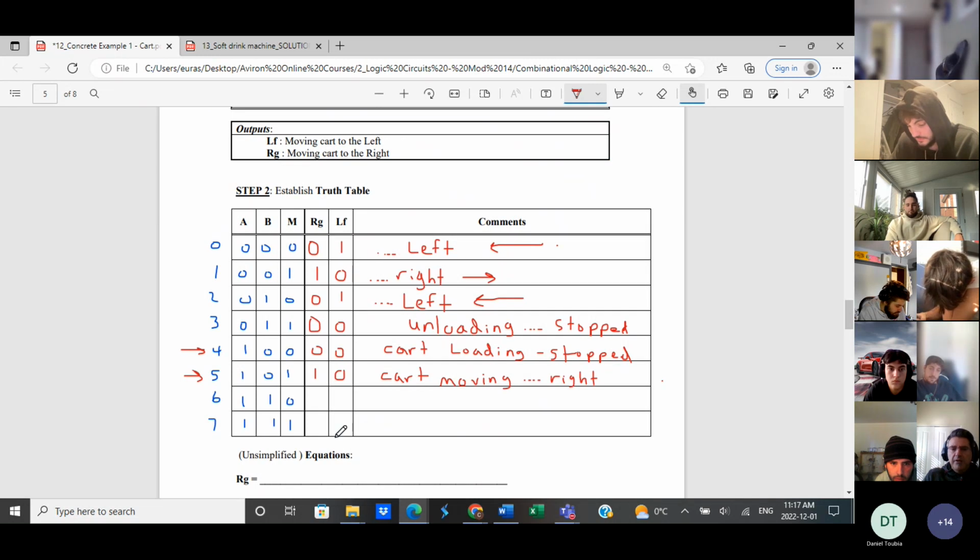Now I've got two scenarios here that I haven't touched, and the simple reason is that the cart can't be in position A and B at the same time. So these are impossible. Okay, so there's 0.